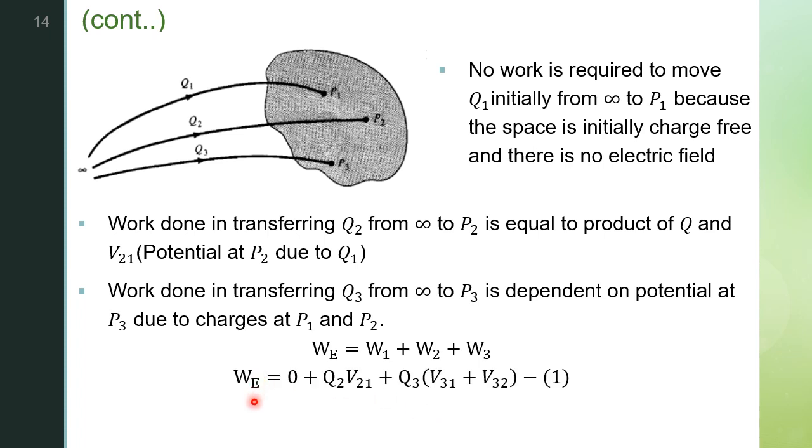So, this can be expressed as, that is, in bringing the first charge, the work done is 0, so W1 is 0. When you bring the second charge Q2, it is Q2 into V21, where V21 is the potential at point P2 due to the charge at point P1. So already we have brought two charges into the system. On bringing the third charge Q3, it is Q3 into the potential at 3 due to the charge Q1 plus the potential at 3 due to the charge Q2. So this gives us the total work done in assembling the charges. So mark this as equation 1.